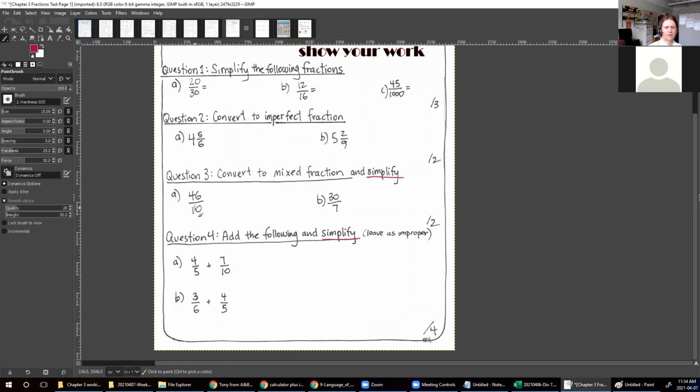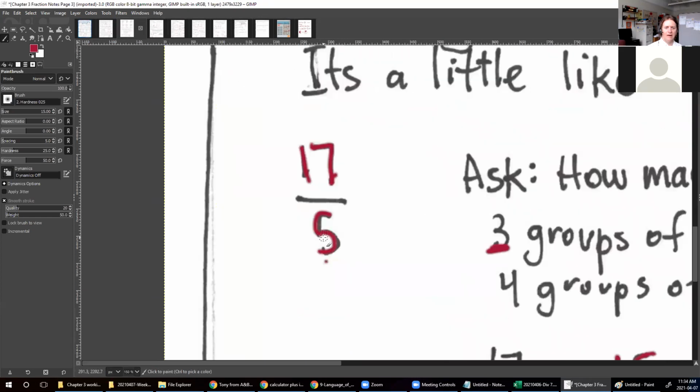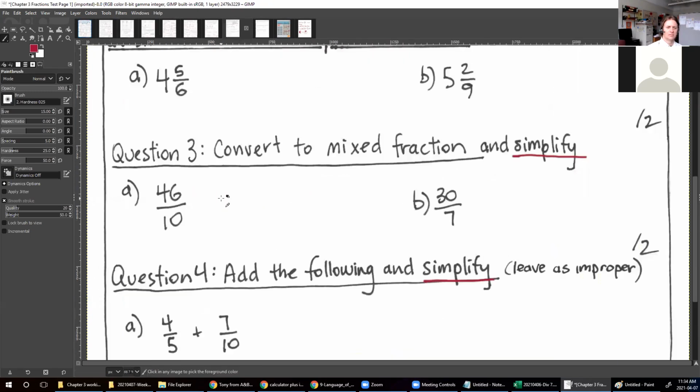So convert to a mixed fraction. So these improper to mixed. These are the ones where we were saying it's like a division with a remainder question. And we're asking, okay, in this example, how many groups of 5 can we get out of 17 and what's the remainder? So let's do these ones.